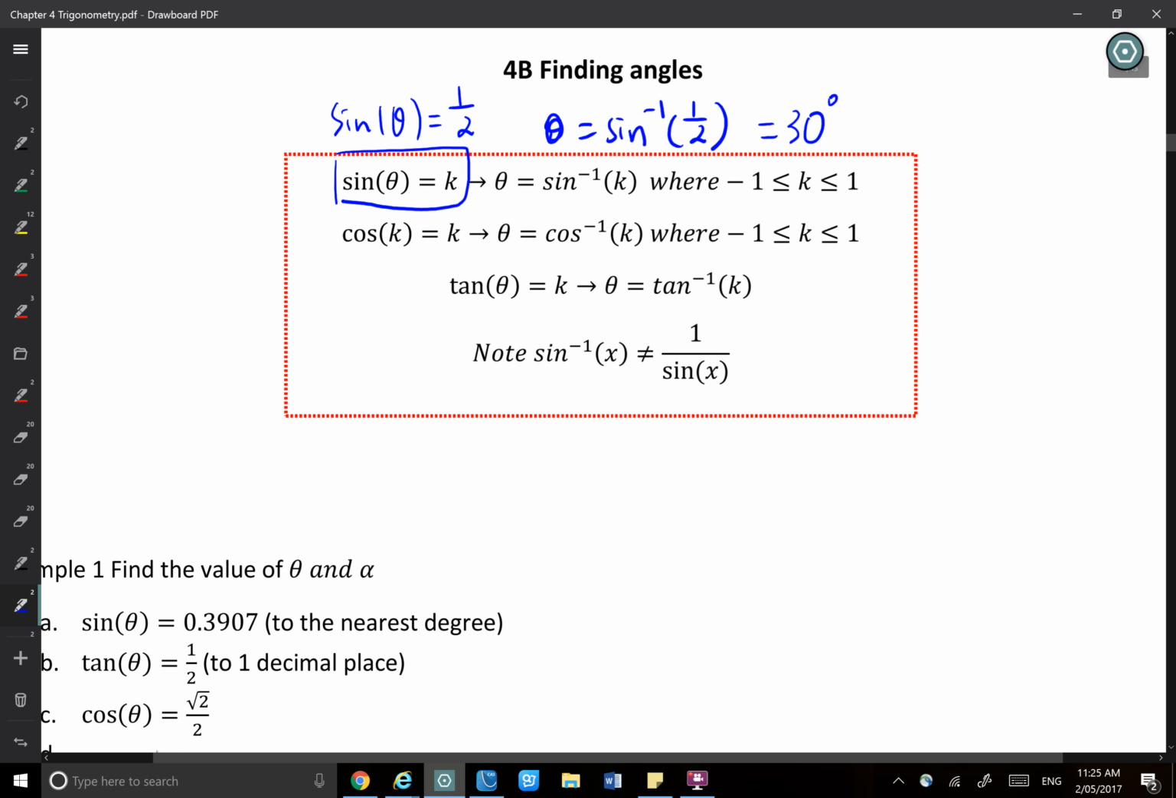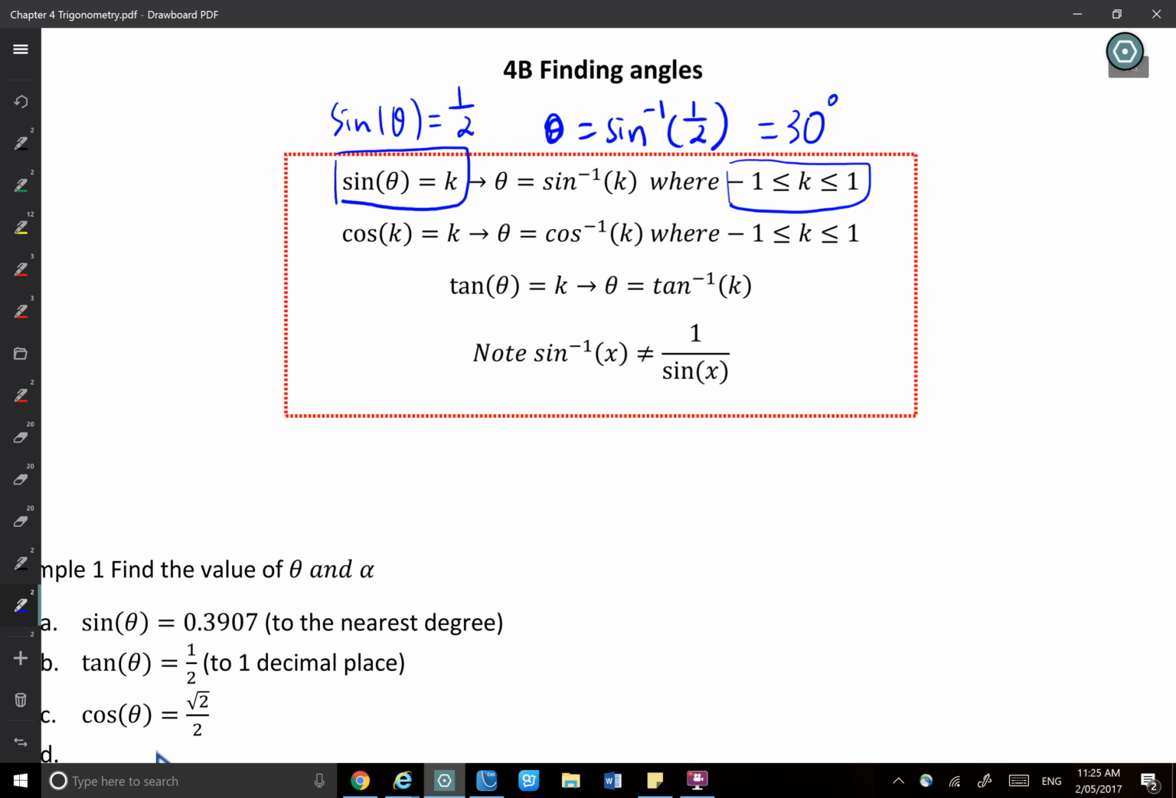Okay, so the k value can only be in between -1 and 1. You may not really understand why you have negative values. That's more for the Year 11 Methods course, so don't need to worry about that. But you know that k must be less than 1. Why must k be less than 1?